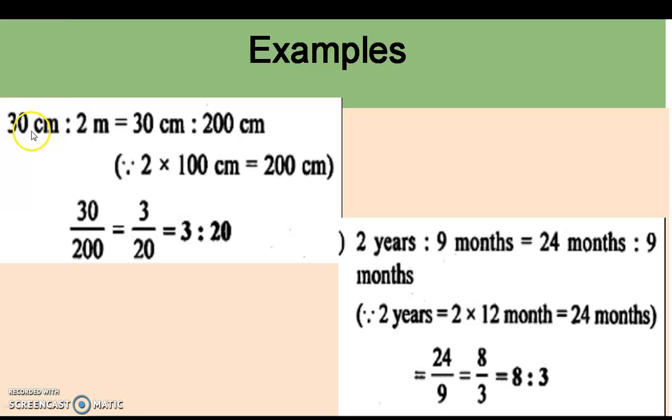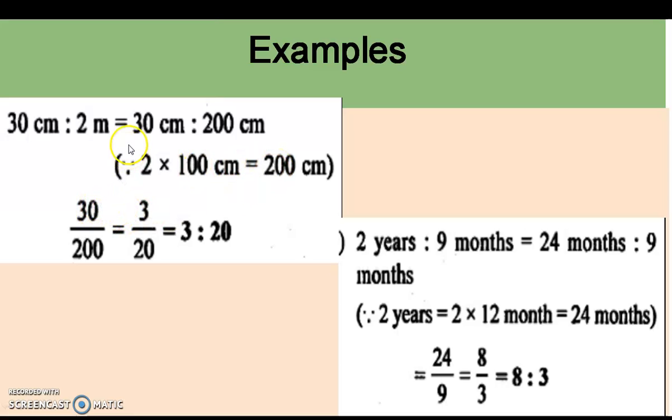Find the ratio of 30 centimeters to 2 meters. Now if you see, the units are different. So in my first step I have made the units same. So it will be 30 centimeters is to 200 centimeters. So I multiplied 2 by 100, I got 200 centimeters.